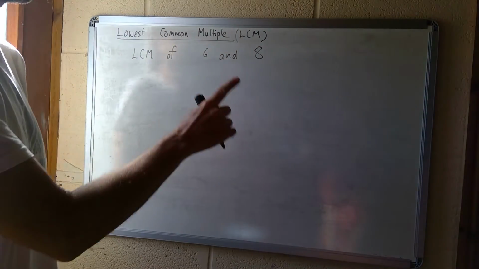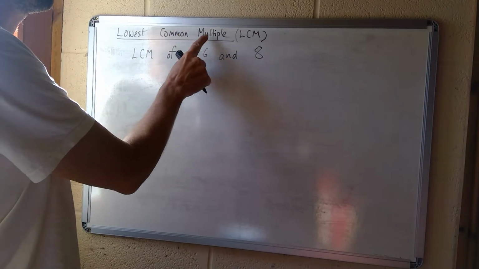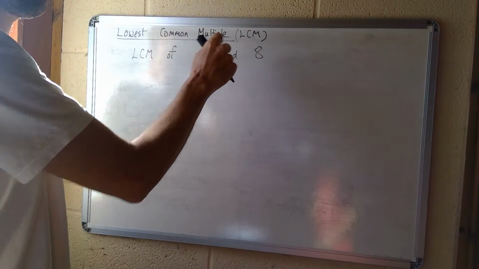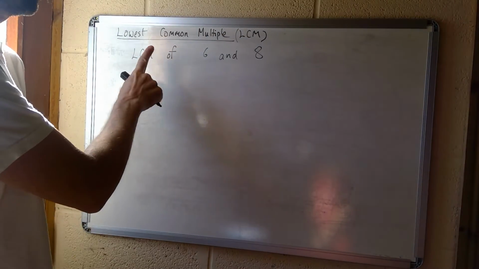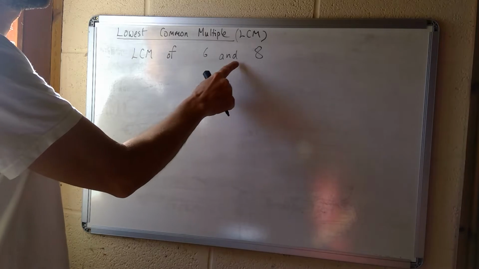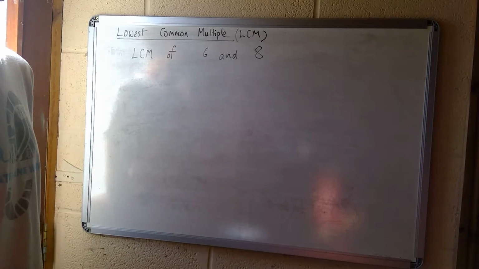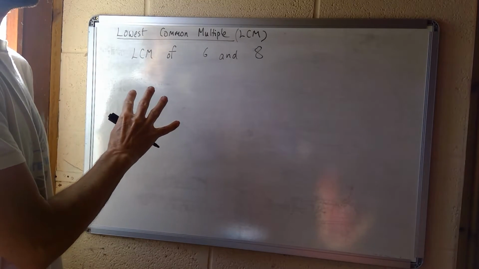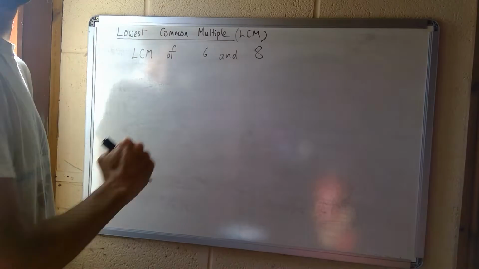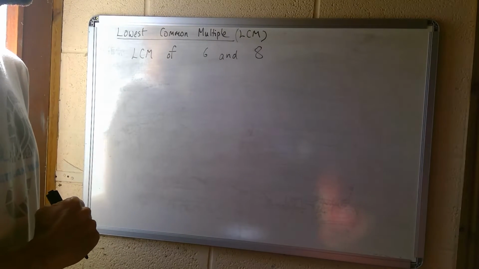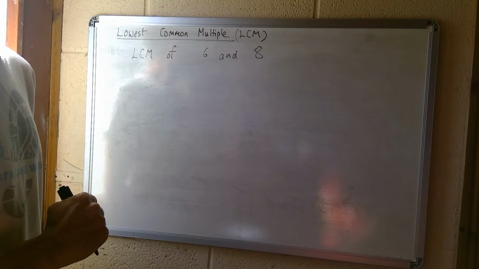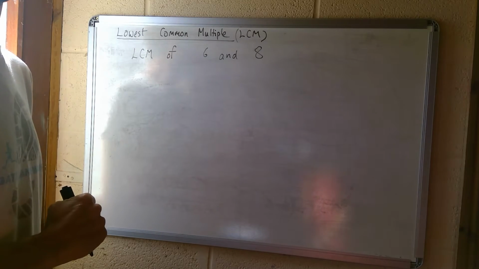Okay, today we're going to look at calculating the lowest common multiple, LCM, of two numbers. As an example, I'm going to find the lowest common multiple of 6 and 8. I'm going to show you two methods. The first method is simple and works very well for small numbers. The second method is more involved but works well for either small numbers or large numbers.